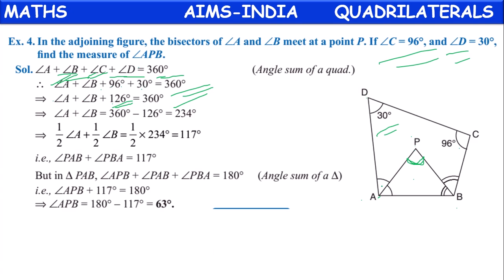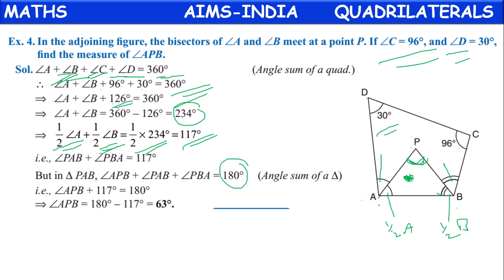So then what about half of A, half of B? Half of A plus half of B will become half of 234, which is equal to 117 degrees. So this is 117 degrees. This is half A, this part is half B. Now half A plus half B plus P is 180 degrees.